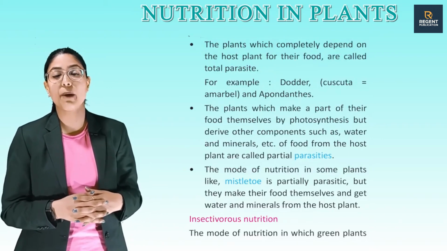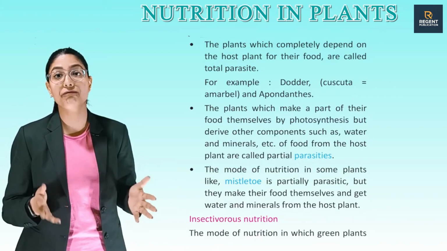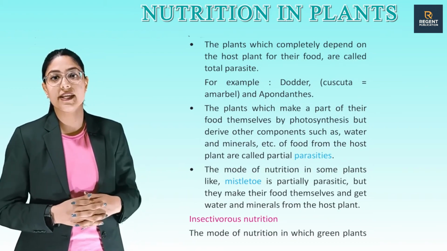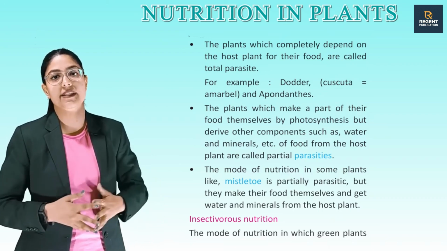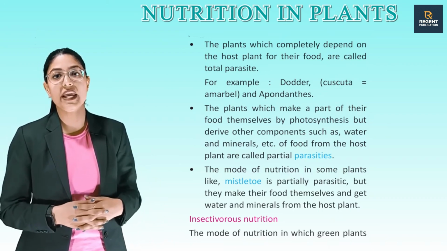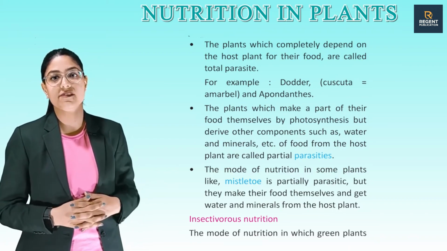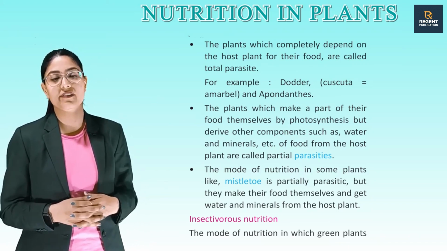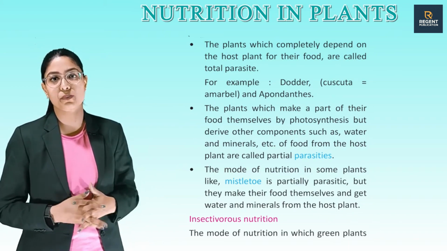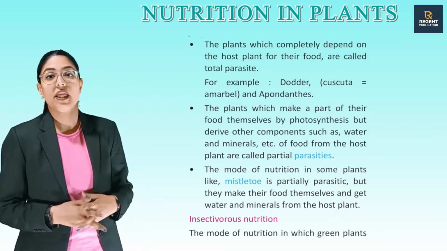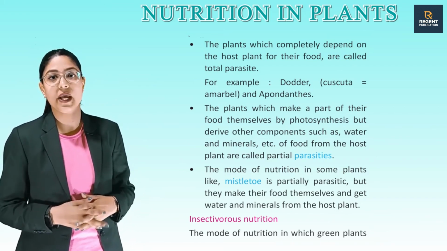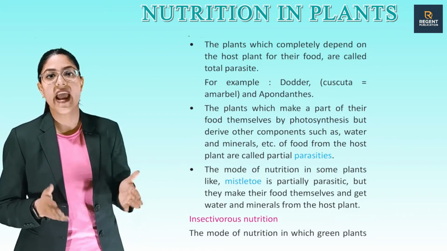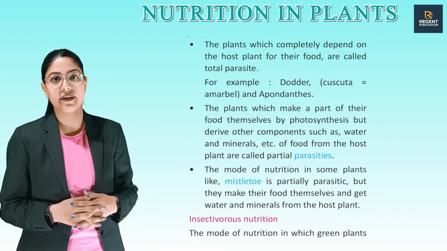The plants which completely depend on the host plant for their food are called total parasites. For example, dodder, Cuscuta, which means amarbel, and Apodanthes. The plants which make a part of their food themselves by photosynthesis but derive other components such as water and minerals from the host plant are called partial parasites. The mode of nutrition in some plants like mistletoe is partially parasitic, as they make their food themselves and get water and minerals from the host plant.